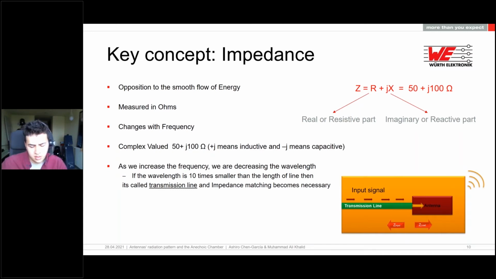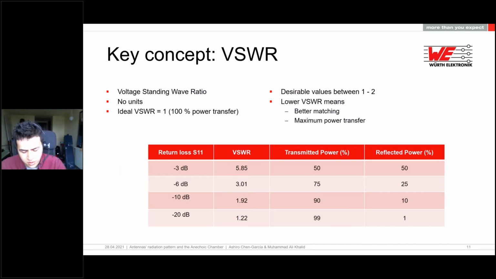Next concept is the VSWR, which describes how well the antenna is impedance matched to the transmission line where it is connected. It is a numerical measurement, therefore it has no units, and this will directly affect the transmitted power, as you can observe in the table. Depending on the return losses, we will have a different relation.